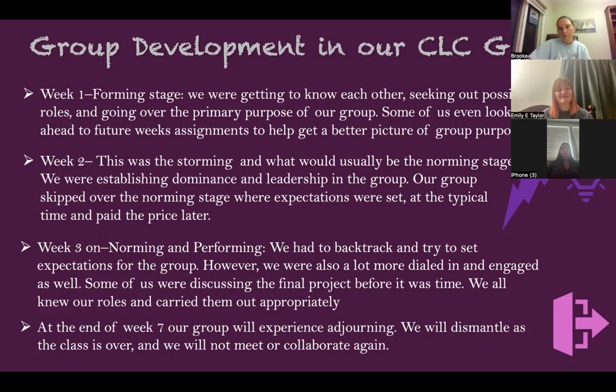In week three, we kind of backtracked and we set expectations for what we expected and did the norming and performing stage in week three. We were able to be a lot more engaged from about week three on, I felt like. And then at the end of this week, week seven, we're going to go through the adjourning stage, which will be just the end of the group and moving on from that.